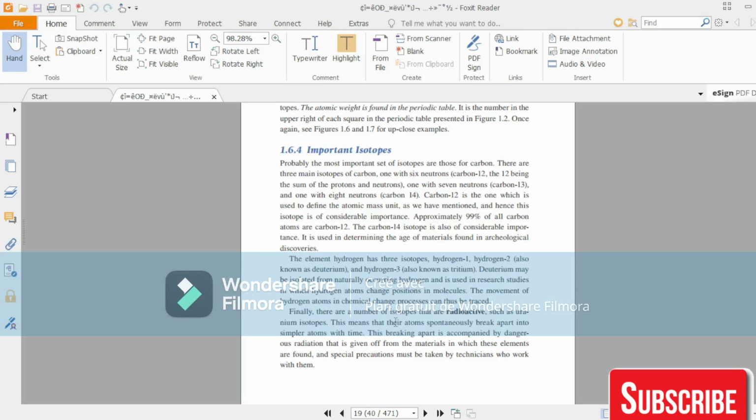Finally, there are a number of isotopes that are radioactive, such as uranium isotopes. This means that their atoms spontaneously break apart into simpler atoms. This breaking apart is accompanied by dangerous radiation that is given off from the material in which these elements are found, and special precautions must be taken by technicians who work with them.